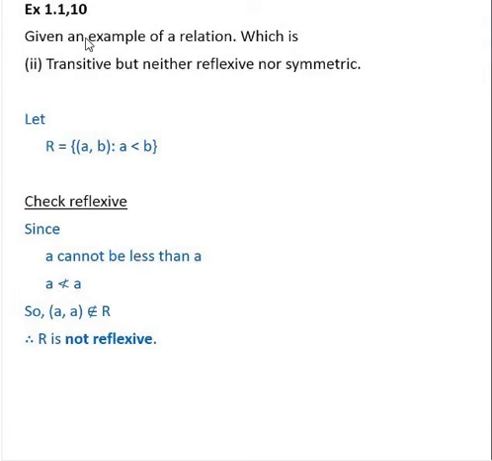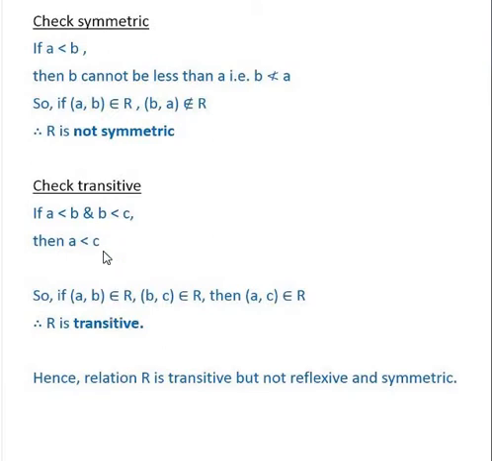Now we want to check its transitivity. For transitivity, if (a, b) belongs to R and (b, c) belongs to R. Now if (a, b) belongs to R, what does it mean? Then a is less than b. Whatever ordered pairs are there in our relation, that ordered pair will satisfy the condition of the relation. So here our condition is a is less than b. So (a, b) belongs to R implies a is less than b, and (b, c) belongs to R implies b is less than c.